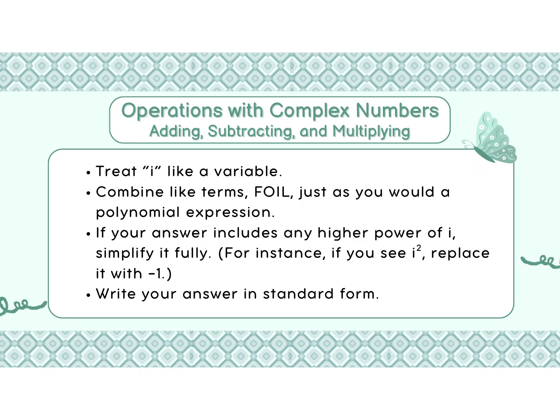Now, when you're doing your operations with complex numbers, so adding, subtracting, multiplying, you're going to treat i just like a variable. You're going to combine like terms, FOIL, do whatever you need to do just as you would with a regular polynomial expression. The only thing is if your answer includes a higher power of i, you want to simplify it fully. So for instance, if you see an i squared, you want to replace it with a negative 1. And you always want to write your answer in standard form.